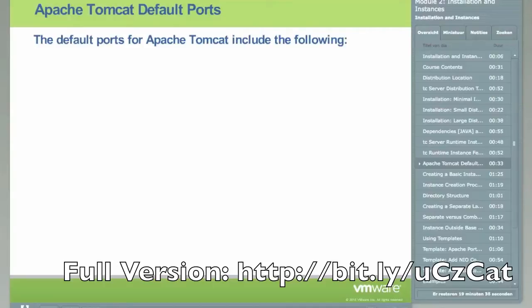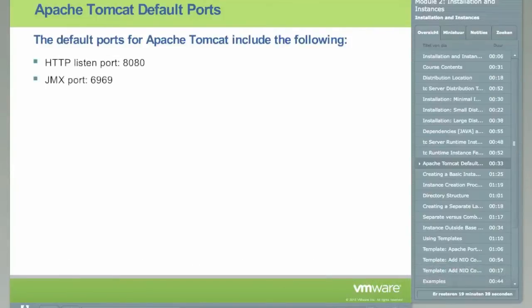A default instance of TC Runtime uses Apache Tomcat default ports. The ports and their default values are shown on screen. TC Runtime listens for HTTP requests on port 8080. JMX is configured on port 6969. AJP, or Apache JServe protocol, runs on port 8009. Shutdown port is -1.